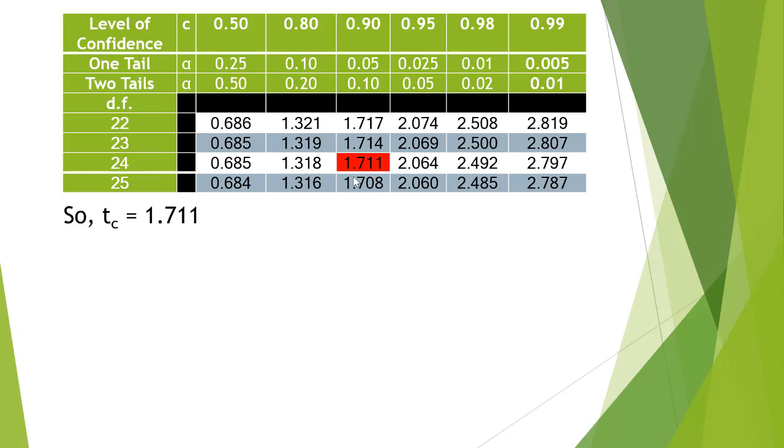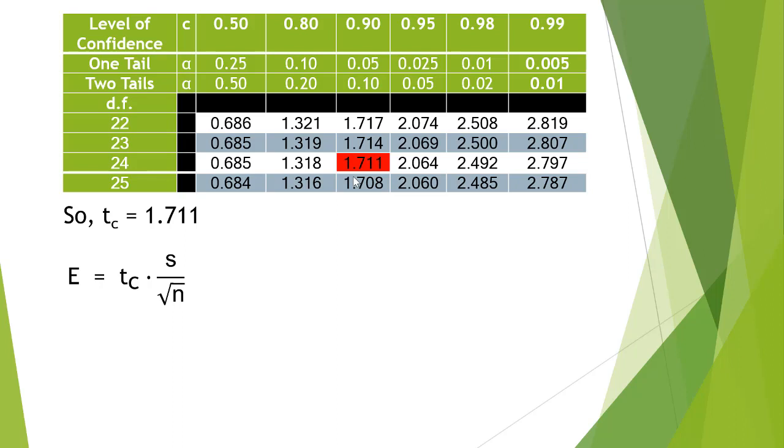Right? So now we've got the first 2 steps of our process complete. We found degrees of freedom. We found our critical value. Now we need to find the margin of error. So we're going to use the margin of error formula. Error equals TC times S over the square root of n. So the 1.711 is our TC.